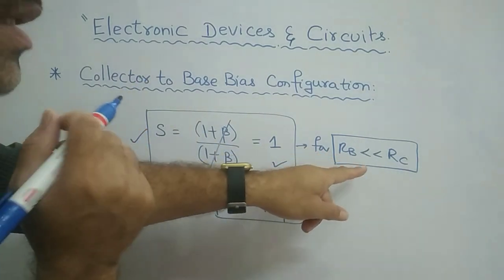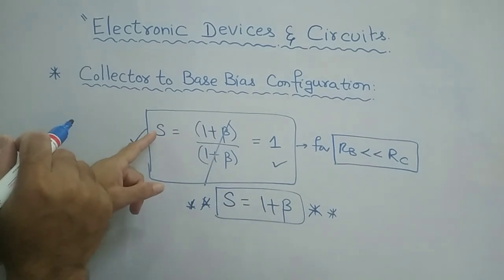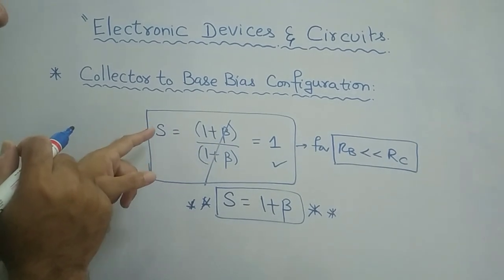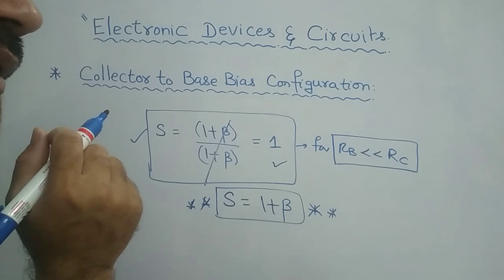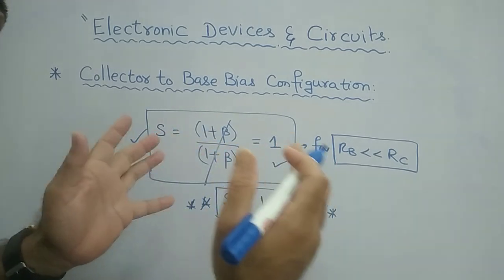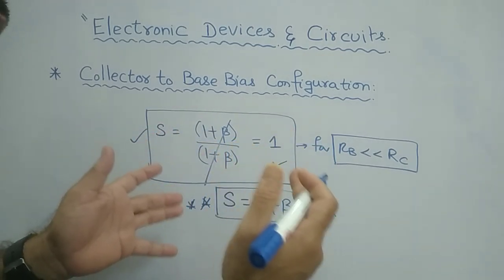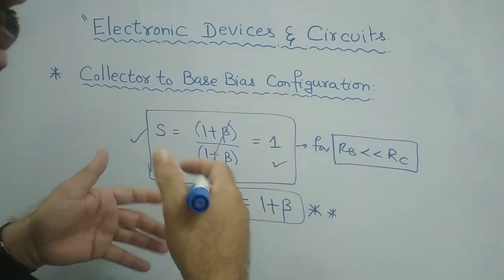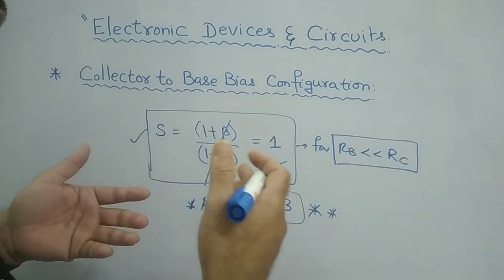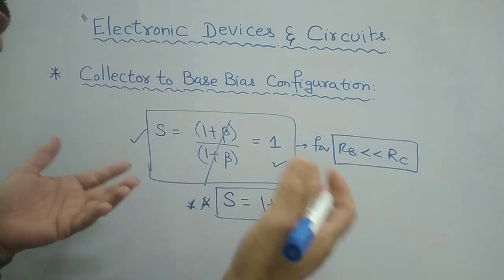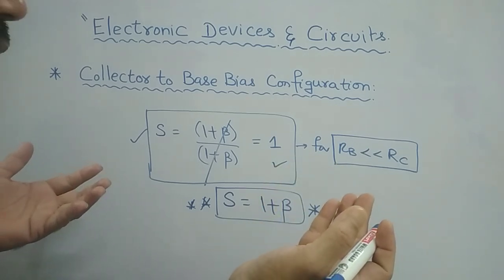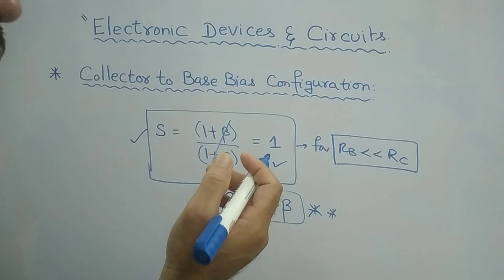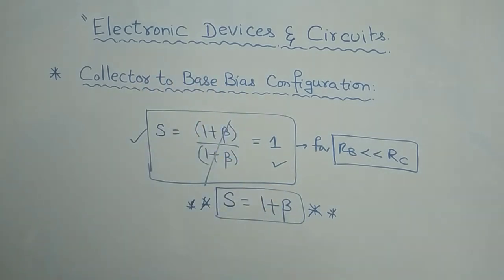Under this assumption you will get the stability factor as 1. If the stability factor is 1, the circuit is more stable, it gives a stable and better output. It even gives noise free output. The noise will be very less at the output. So this is the brief information about the collector to base bias configuration.